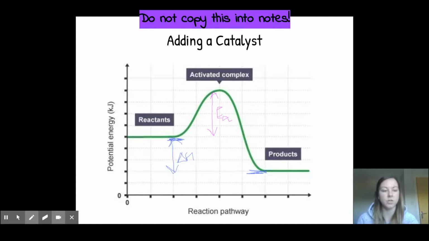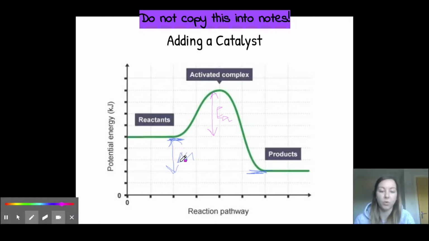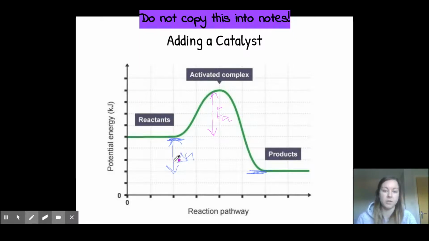Okay, so the activation energy is how much energy, so how big is that hill, how much energy do the particles need in order to become products. The enthalpy change, remember, as always, is just the products minus the reactants. So that's the difference between these two points here.